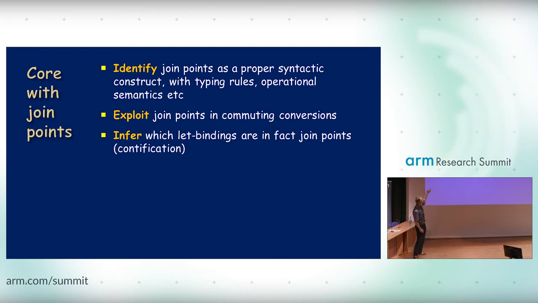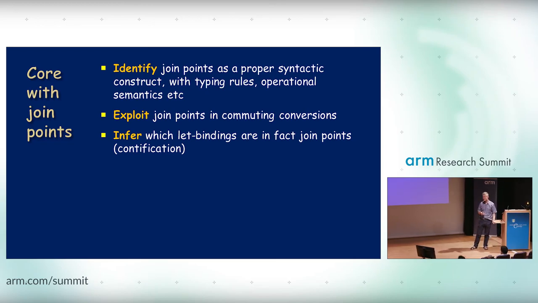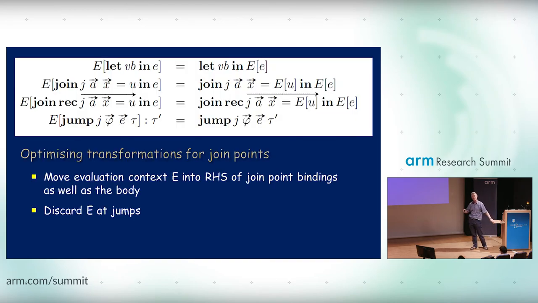What does the compiler do? This is not going to be a surface language construct. It's just a compiler internal. So the compiler infers join points and exploits them in its commuting conversion code, and figures out which let bindings from the user's program, or that arise through optimization, are in fact join points, and it turns them into join points and keeps them that way. It's very easy to encode the new optimization rules. They're very simple modifications of one we have already.